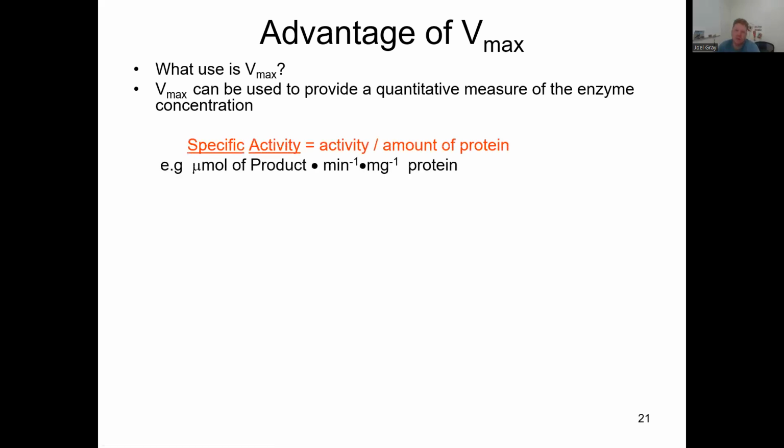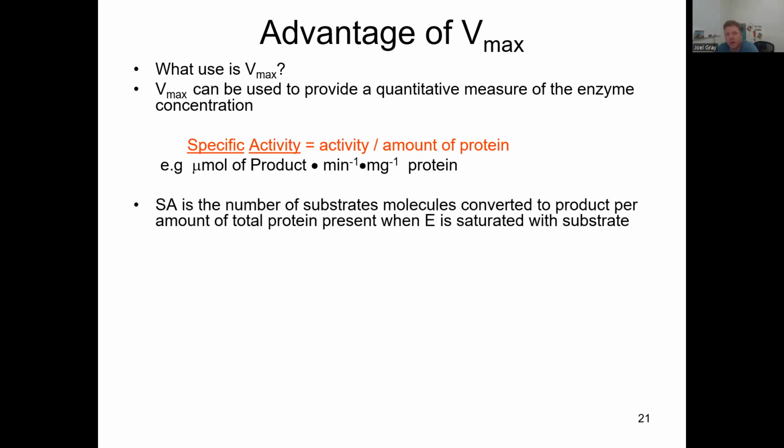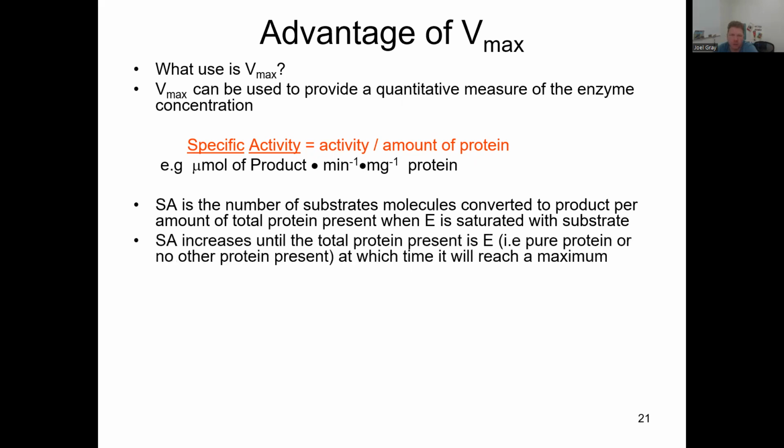So specific activity is a measure of activity per amount of protein. We previously talked about specific activity when we were talking about purifying a protein, and specific activity was used as our measure of ultimately the purity of a protein. Specific activity is the number of substrate molecules converted to product per amount of total protein present when E is saturated with your substrate. Specific activity increases until the total protein present is E, at which time it will reach a maximum.